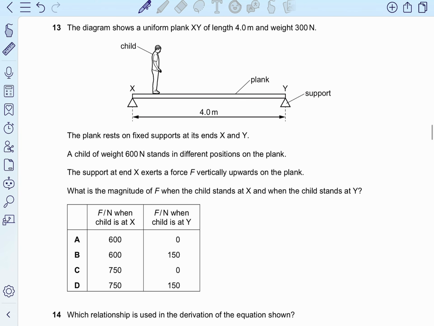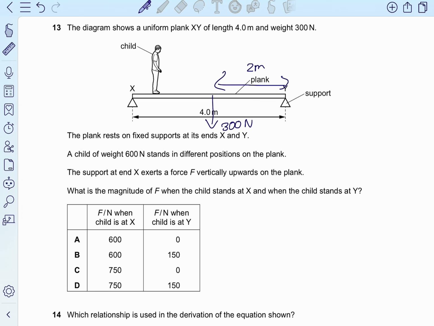Now question number 13. The diagram shows a uniform plank XY of length 4 meters and a weight of 300 newtons. It's a uniform plank, so that means that the weight acts at a distance of 2 meters, and how much? 300 newtons. The plank rests on fixed supports at its ends X and Y. A child of 600 newtons stands at different positions on the plank.